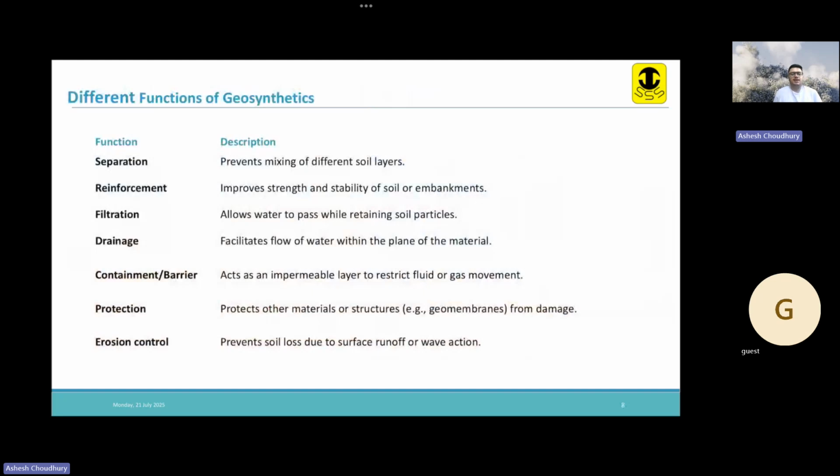Now, as I said, there are various functions of it. I've listed out the functions. So I will give you 1 minute to just go through these different functions and descriptions by yourselves first. Then I will discuss them.